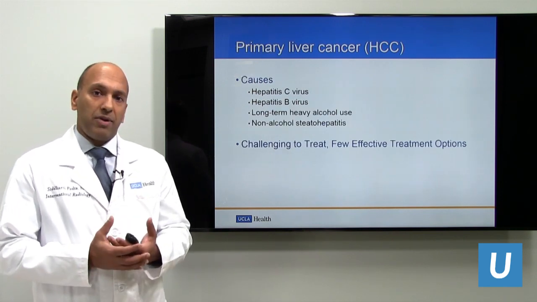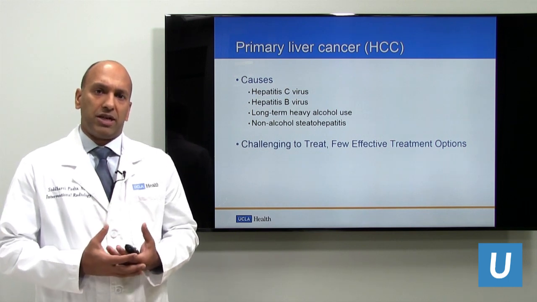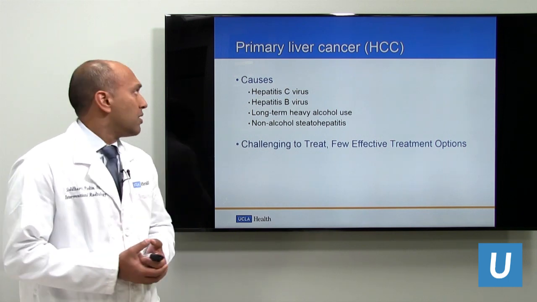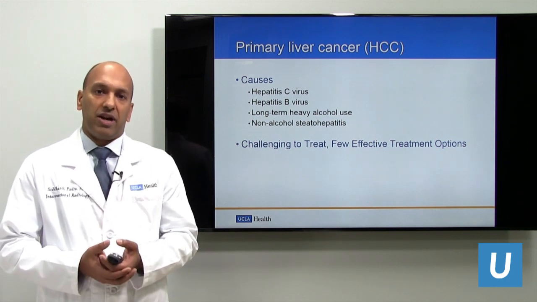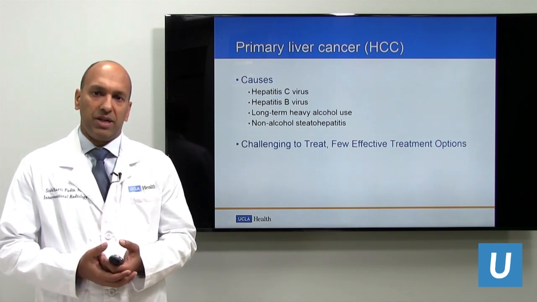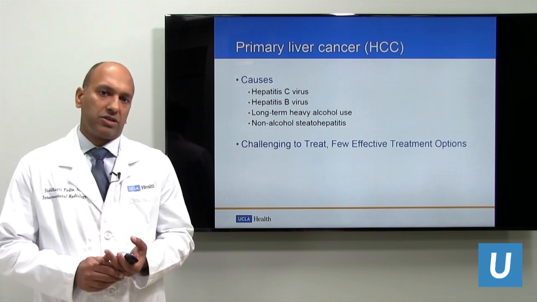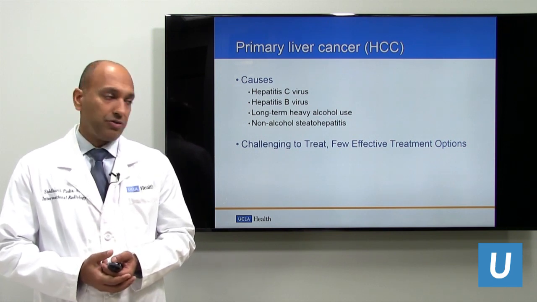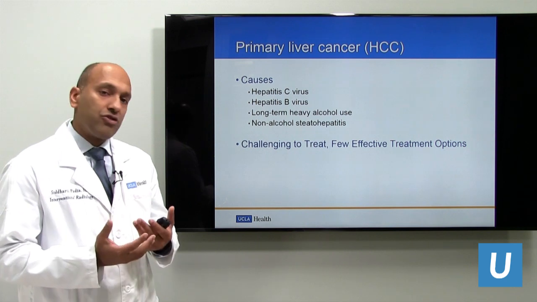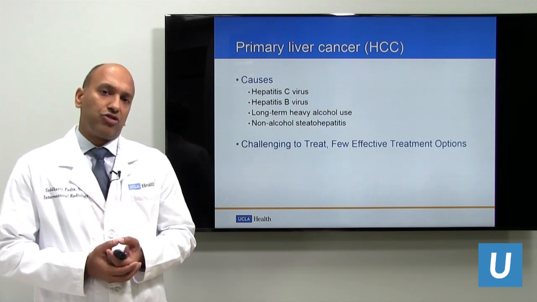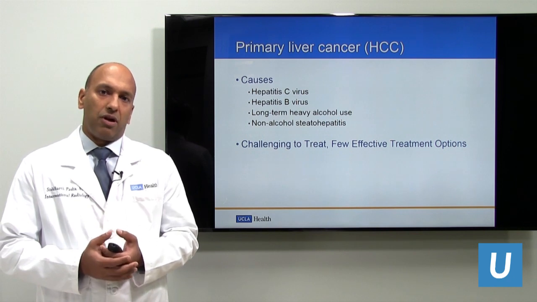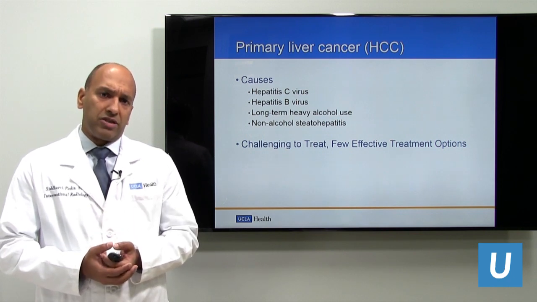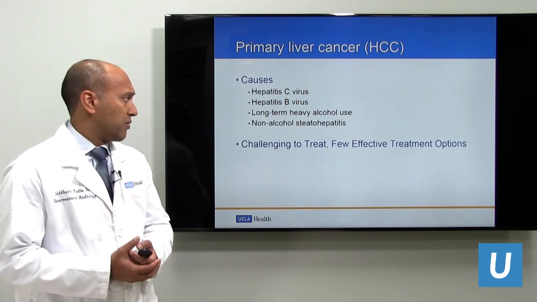Now, in terms of primary liver cancer, that is tumors that start within the liver themselves, there are multiple causes, and the most common causes in the United States are hepatitis C and hepatitis B, as well as people who have long-standing chronic heavy alcohol use. Now, the challenge is that hepatocellular carcinoma is challenging to treat. There are multiple different treatment options, but these are overall relatively complex, and I'm going to go through a few of them today.